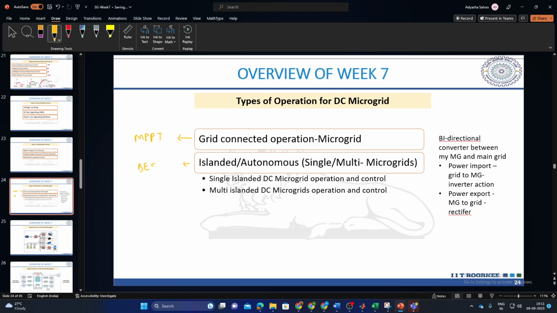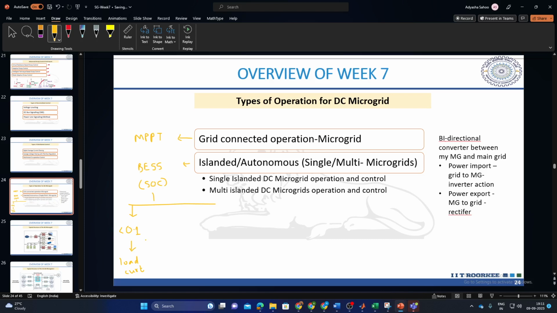And in the case of the MPPT mode of operation, if we discuss it here: basically, in grid connected mode, we'll operate in MPPT so that we have maximum utilization of our renewables, right? But in islanded mode of operation, we will need a battery. So the battery is a must, and depending upon the SOC of the battery, we have to operate.